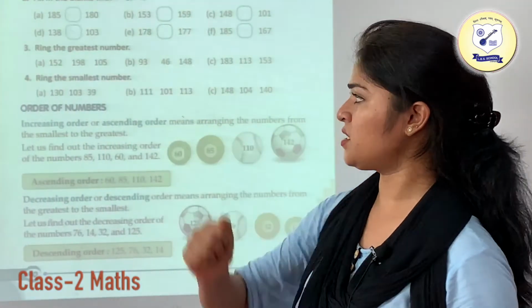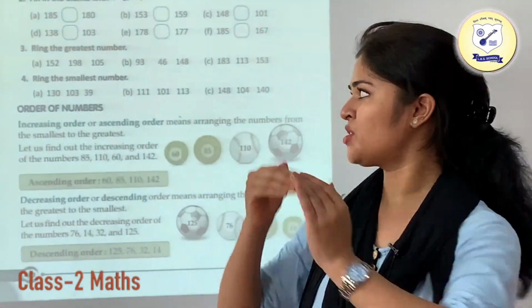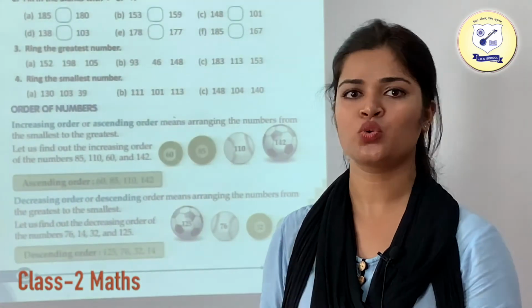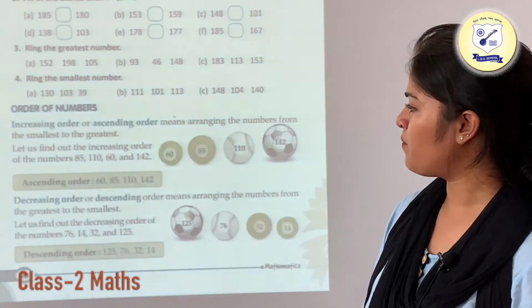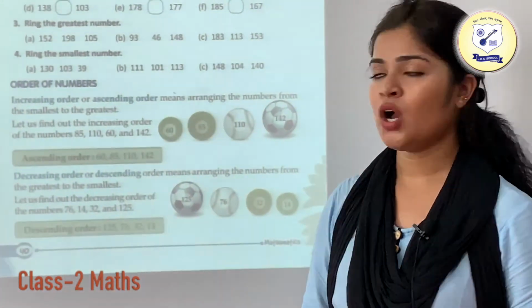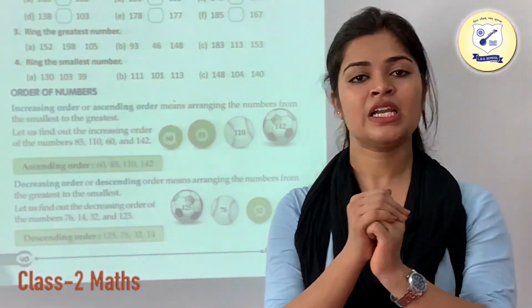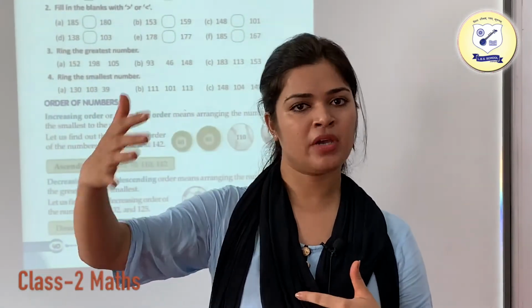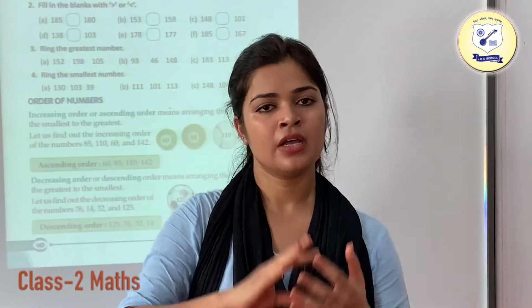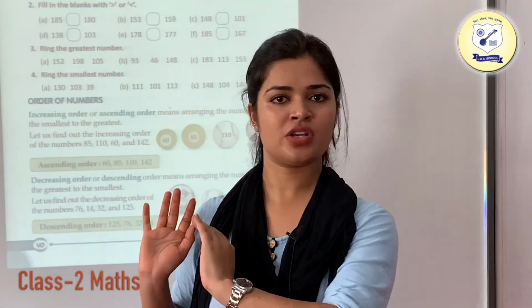The next question is, you need to ring the smallest number. As you did for the greater one, you can do the same thing for the smallest one also. Okay. So now we have order of numbers. You can arrange the numbers from smallest to biggest, or from bigger to smaller, in whichever sequence the question is asking you.